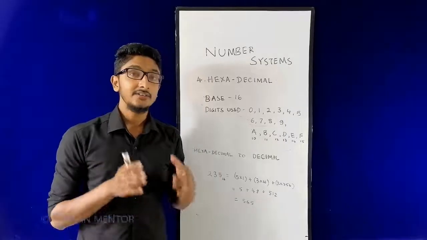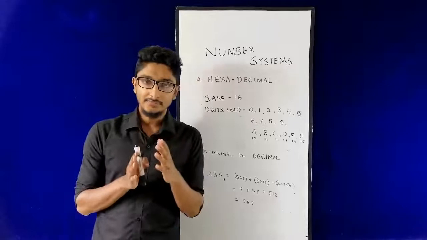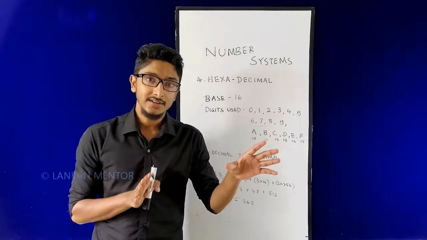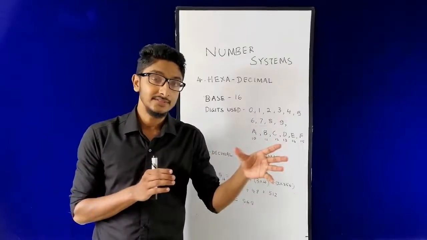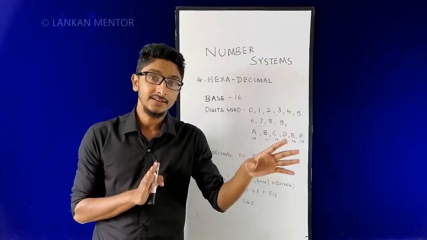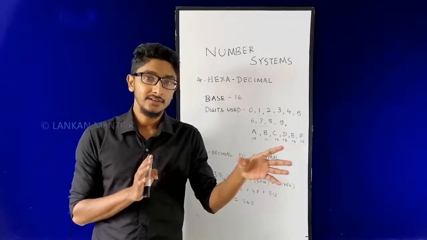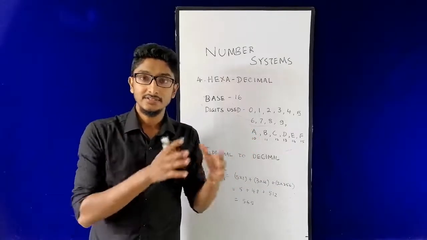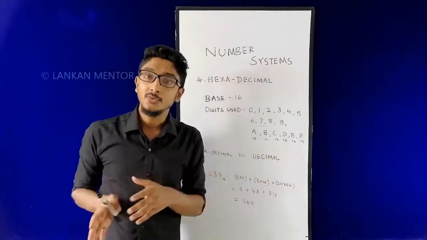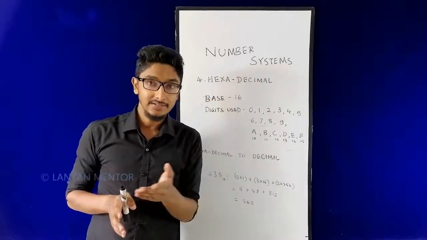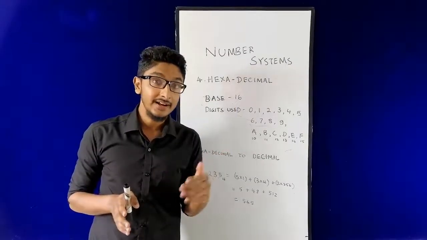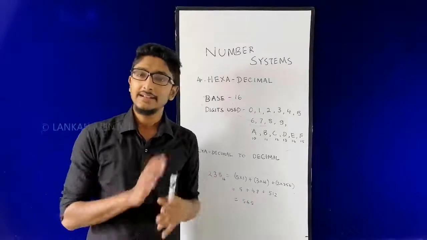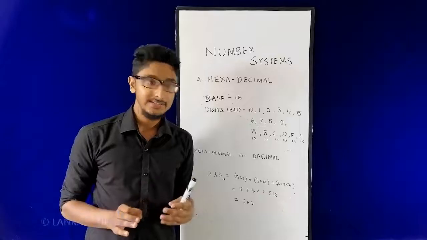Okay? Remember this. When you are converting from decimal to another number system, from decimal to something else, you have to divide by their base. If you are converting some other number system to decimal, you have to do the abacus method, multiplying and adding. Other than that, it is very easy. Number systems is easy, right?